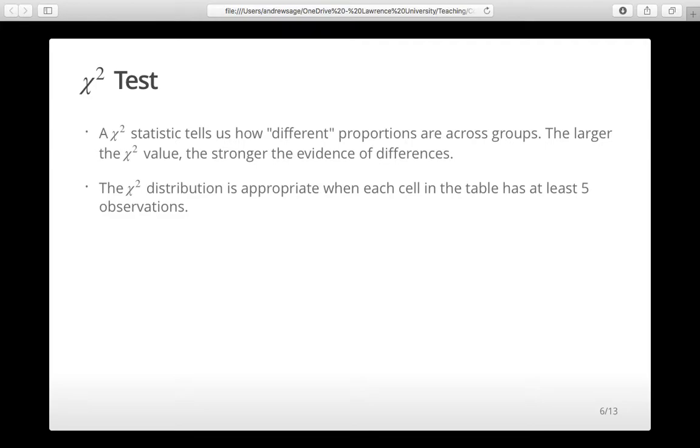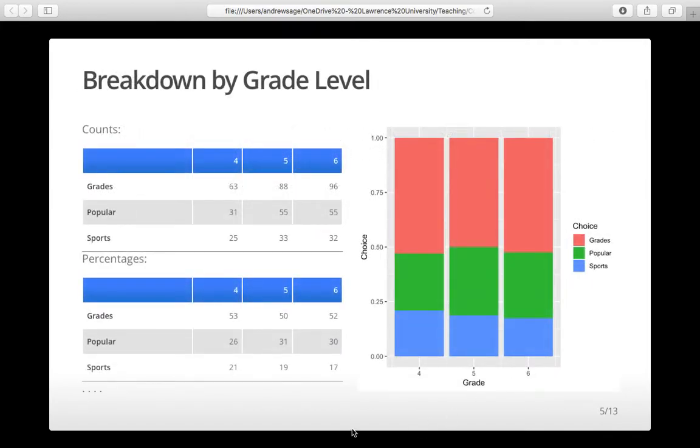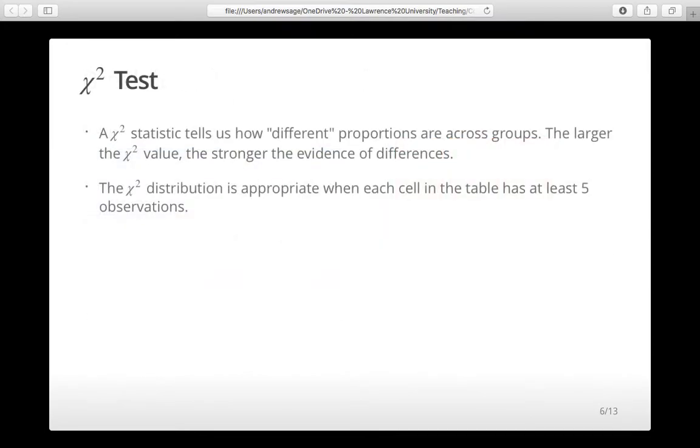A chi-square statistic tells us how different the proportions are across groups. The larger the chi-square value, the stronger the evidence of the differences. It's appropriate to use a chi-square distribution when each cell in a table has at least 5 observations. Since we have way more than 5 observations in each cell in the table, it's reasonable to use a chi-square test in this setting. We won't talk about how to actually compute the chi-square statistic here, but the textbook has an explanation if you're interested in looking at that.